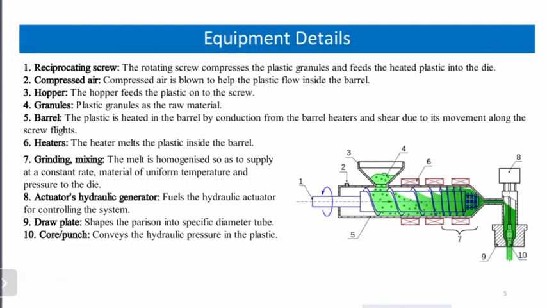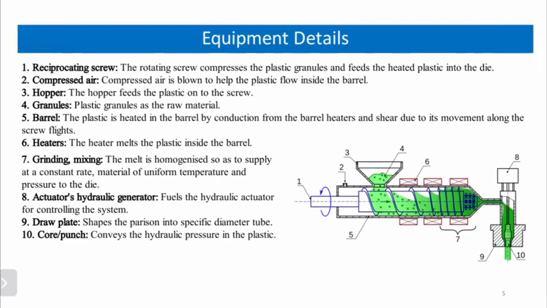The polymer granules are fed through the hopper into the barrel. The heaters around the barrel heat the plastic and the reciprocating screw feeds the heated plastic into the die. Compressed air is blown into the barrel to help the plastic flow.